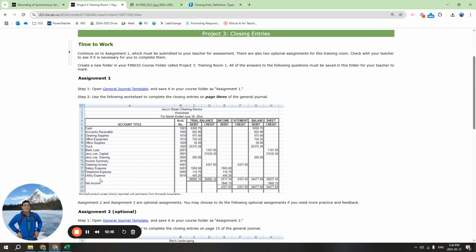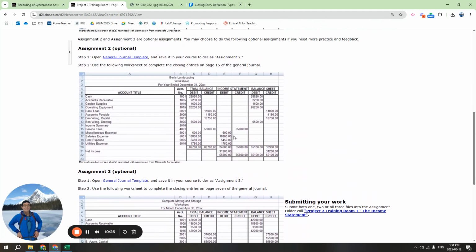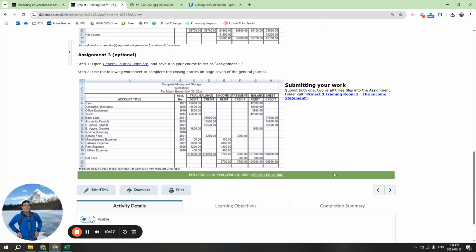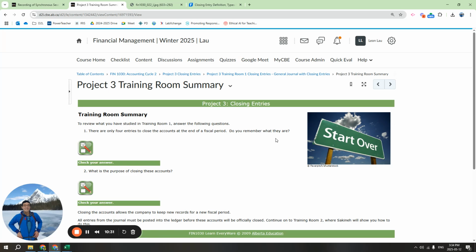All right. So remember, transfer those balances into income summary and then close out income summary by transferring it into capital. All right. There's additional assignments, if you like. You don't have to do it. And then that's the end of this training room.